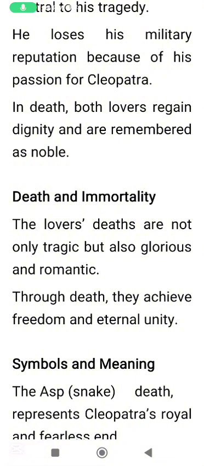Now both of them are dead. Both of them are buried at the same time and they are buried together. So that simply shows that we have death and we have immortality, because both of them are put together forever in death.